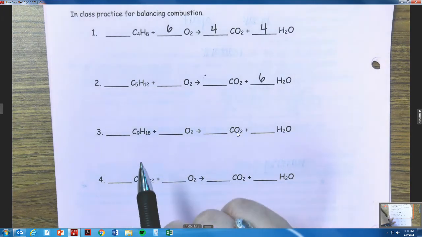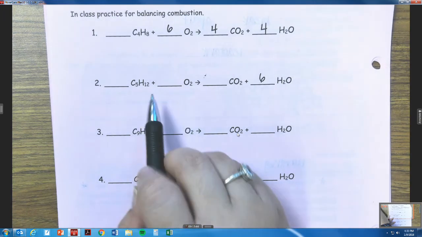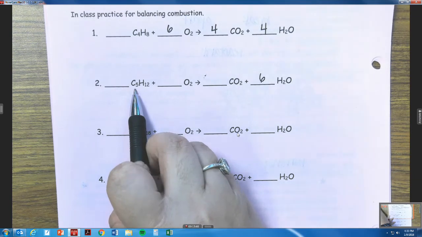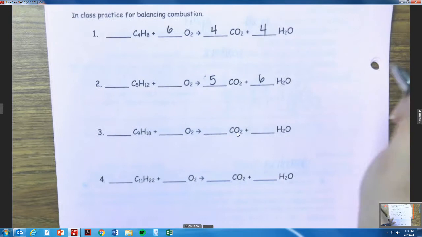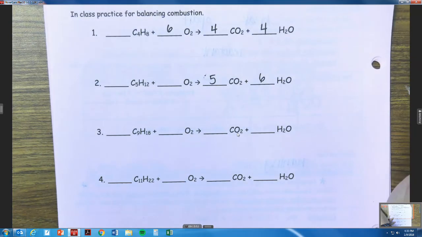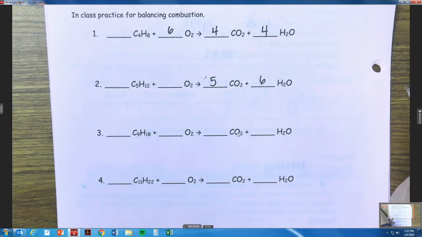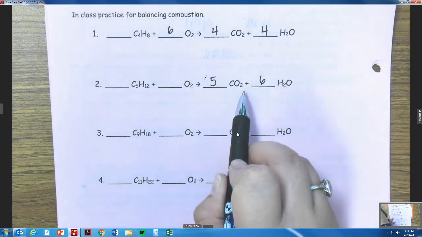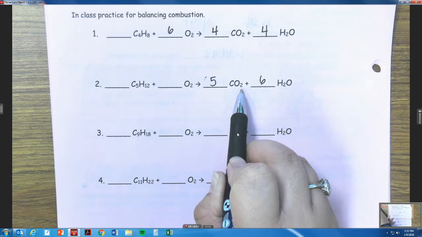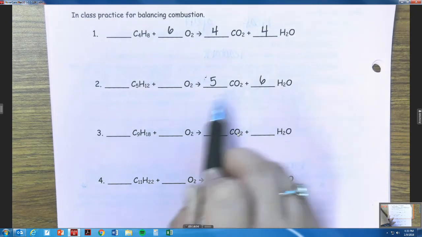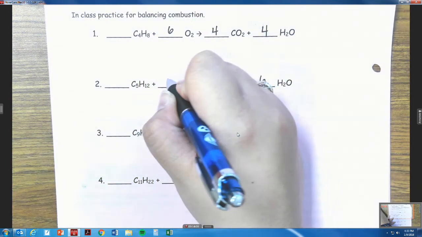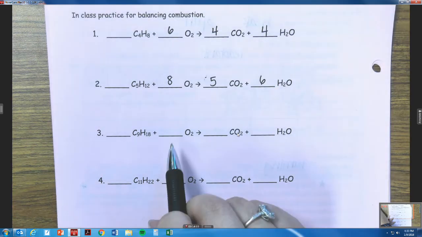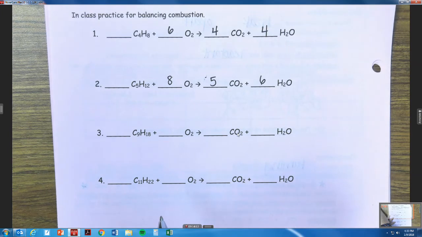Okay, since that's balanced, we can move on to carbon. Carbon is 5 here, but carbon is only 1 here. So our coefficient is going to be 5 for carbon. Okay, carbon is now balanced, so we can move on to oxygen. 5 times 2 is 10, plus another 6 oxygens, that's 16. So 16 divided by 2 is 8. Okay, so we now have a balanced equation.